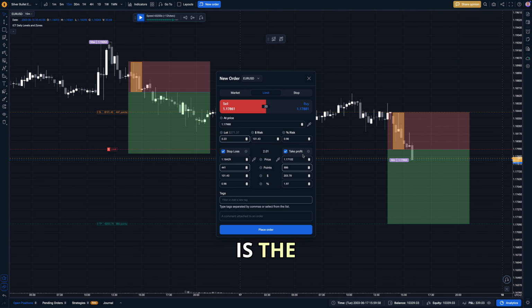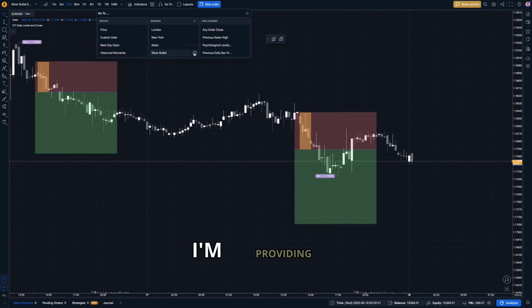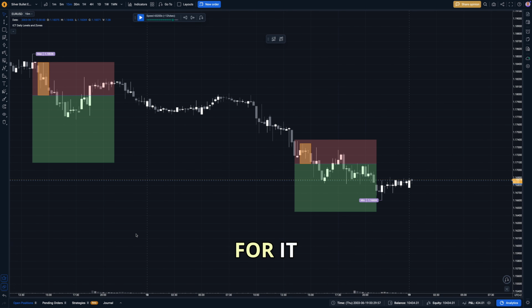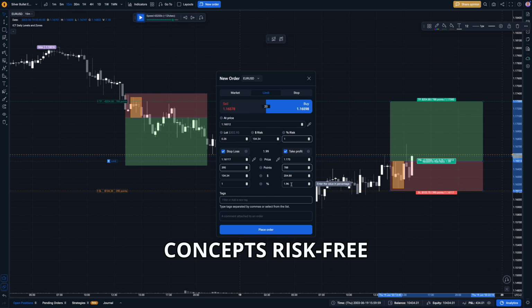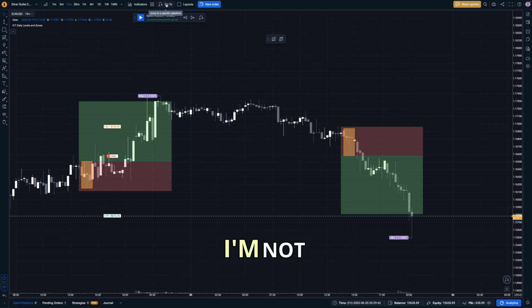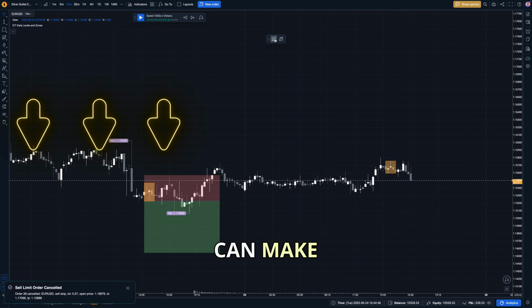What I've shown you is the framework for proper testing. Whether you use it, that's up to you. I'm providing the methodology, you do the validation. Don't take my word for it. Test these concepts risk-free, adjust parameters, and see how the system performs. I'm not here to make you money. I'm here to show you how to test if your strategies can make money themselves.